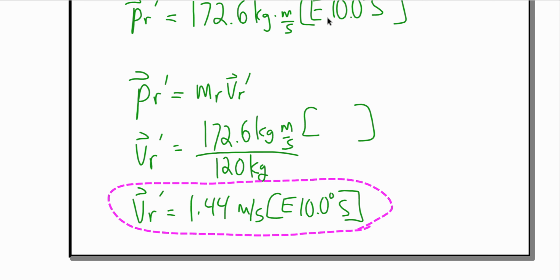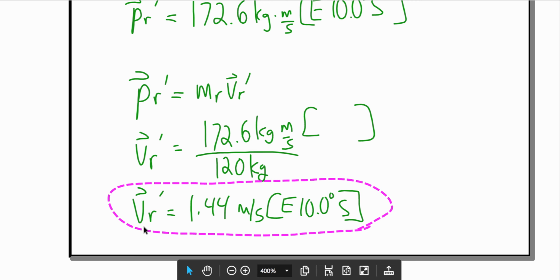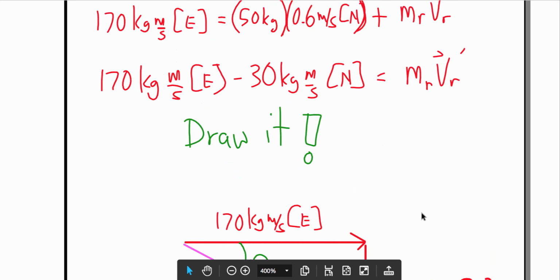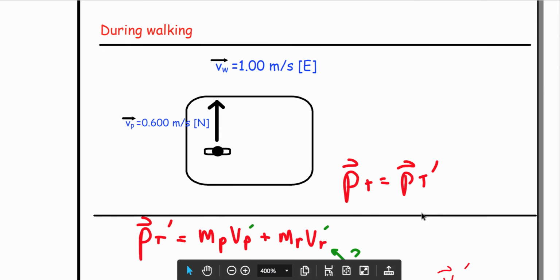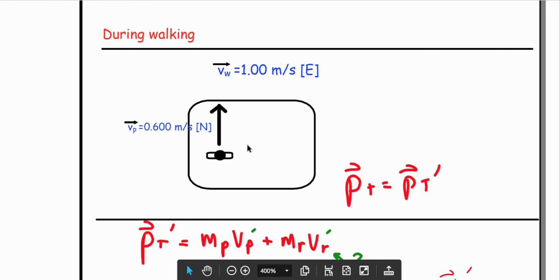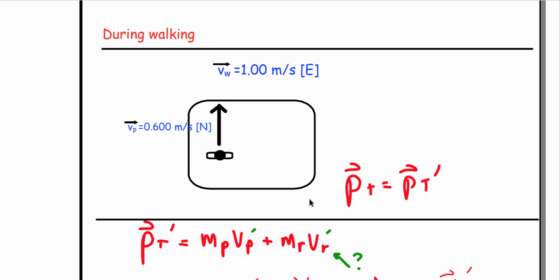And we know that the momentum of the raft is equal to its mass times its velocity. We have its momentum here. So 172.6 kilogram meters per second. Put the direction right here, which is east 10 degrees south, divided by the mass of the raft, gives us a velocity of 1.44 meters per second, and the direction would be east 10 degrees south, which essentially means that when you get on the raft and you start to walk, the raft is going to actually be moving not just downstream, but towards the shore.